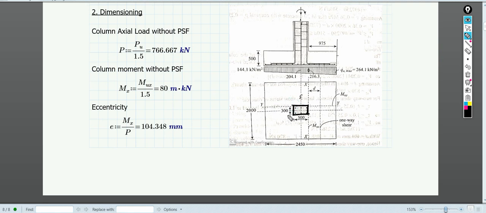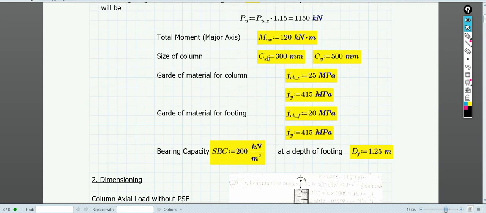This is 300 this side and 500 this side. So in that case, suppose this is the y-axis and this is the x-axis. Now this side, which is along the y-axis, I am denoting as cy, and which is along the x-axis I am denoting as cx, the column sizes cx and cy. Anything you can assume, this is what I have adopted. So Cx is 300 and Cy is 500.